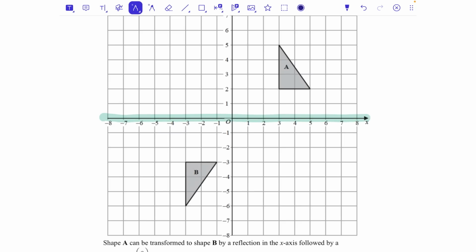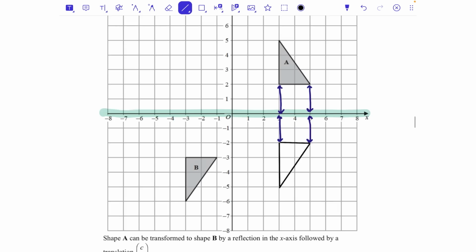So if we're reflecting it, it's coming 2 squares down, so we also need to reflect that on the other side. And that means that your triangle is going to go here, like this. 3 squares down and up to that. So you're just reflecting each point in that mirror line.